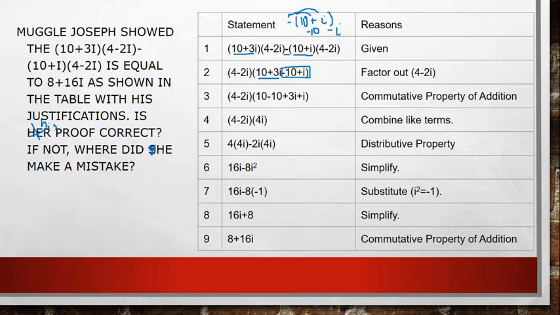So, is the proof correct? No. Where did they make their mistake? They made their mistake in step 2 by not properly distributing that negative sign.